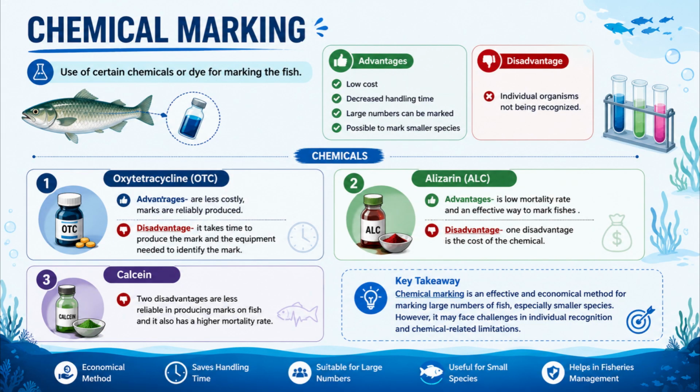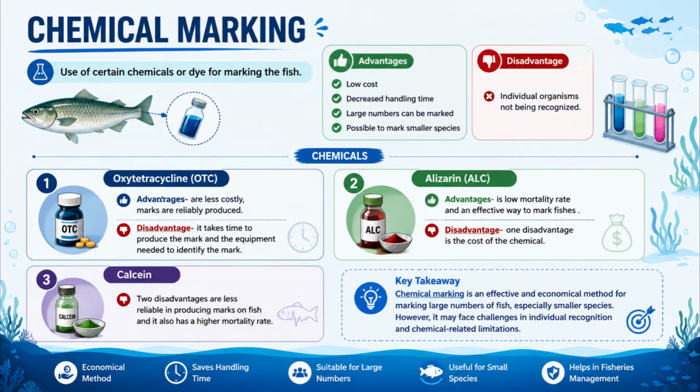Another important fish tagging technique is chemical marking. Chemical marking involves the use of specific chemicals or dyes to mark fish for identification and research purposes. This method has several advantages: low cost, reduced handling time, large numbers of fish can be marked at once, and even smaller fish species can be tagged effectively. However, one major disadvantage is that individual organisms may not always be recognized separately.